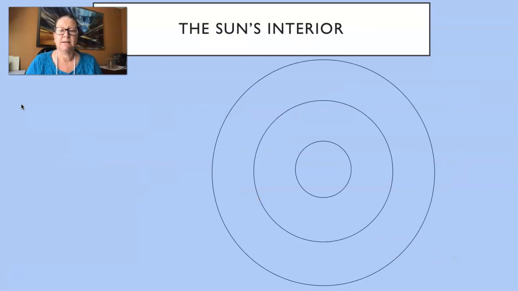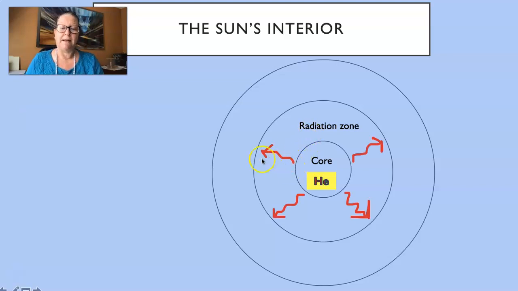So let's start with the Sun's interior. Go ahead and pause and draw 3 circles like I've shown here. The innermost circle is the core, and this is made of helium. The next layer is called the radiation zone. The radiation zone radiates energy that's produced in the core.